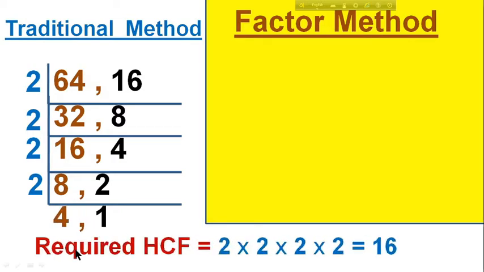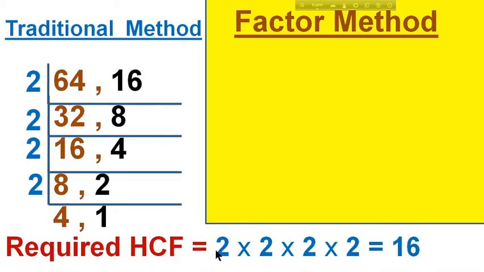So our required highest common factor is 2 multiplied by 2 multiplied by 2 multiplied by 2. That means 4 twos will be multiplied. So if we multiply, we get 16. This 16 is our required highest common factor.